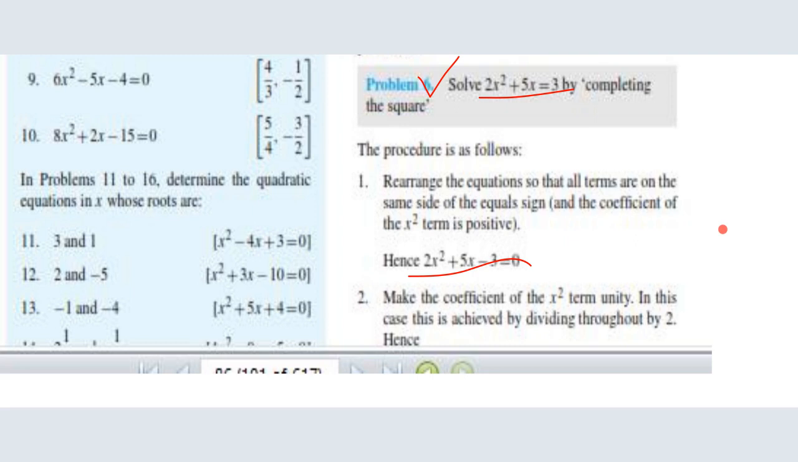Then, if you're using the completing the square method, the coefficient of x squared must be 1, or what they call unity. So that means if there's something that is not 1, then you'll have to rearrange that equation. You'll have to find a way of reducing that to 1. A perfect way of reducing any figure in mathematics is by division.